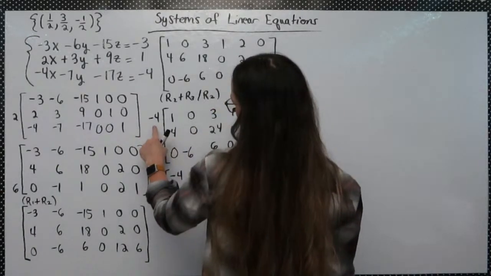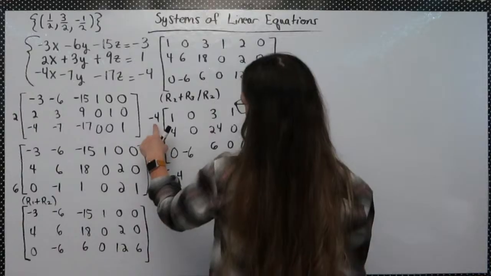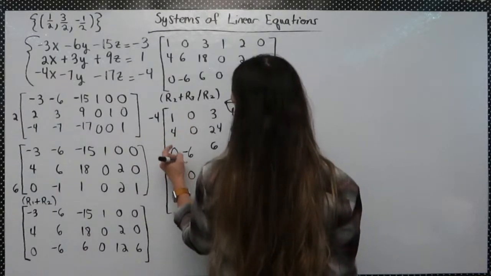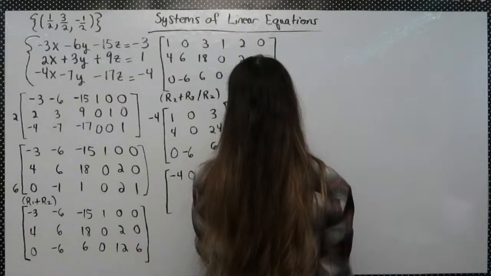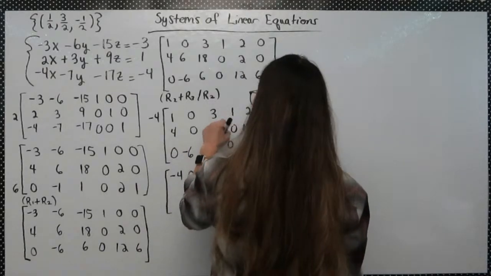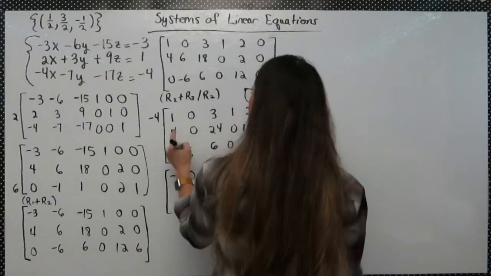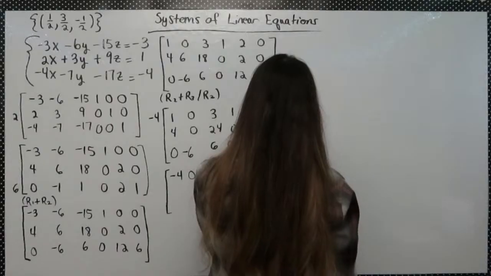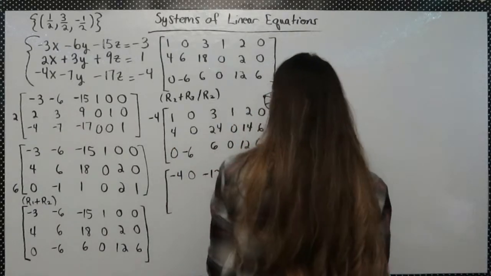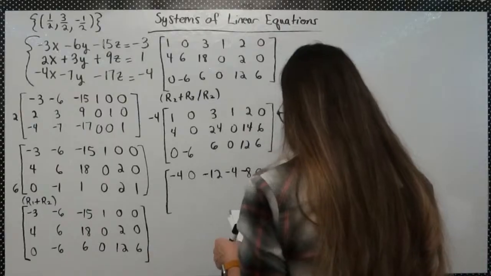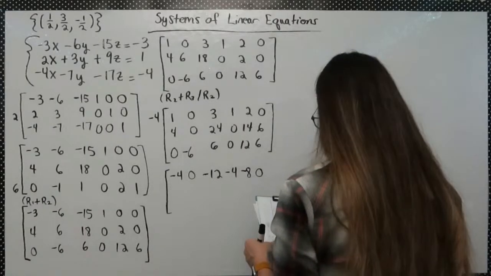All right, so -4 times 1 is -4. -4 times 0 is 0. -4 times 3 is -12. -4 times 1 is -4. -4 times 2 is -8. -4 times 0 is 0. Okay, got that one.